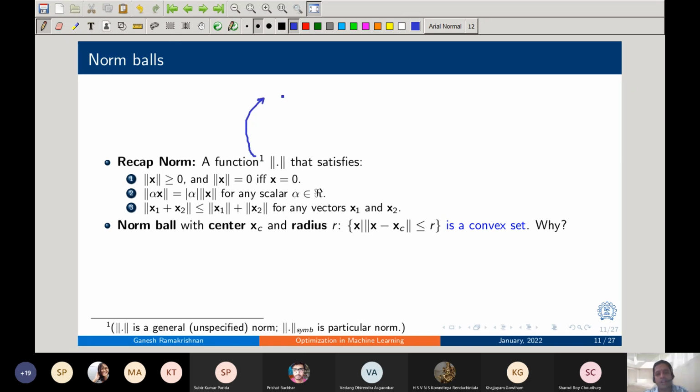Okay, so what's the triangle inequality? If you have the norm of P plus Q, it is less than or equal to the norm of P plus the norm of Q. And this is a very important step to help you prove that these norm balls are convex sets. So if the question is why is it a convex set? Well, it's by this triangle inequality.